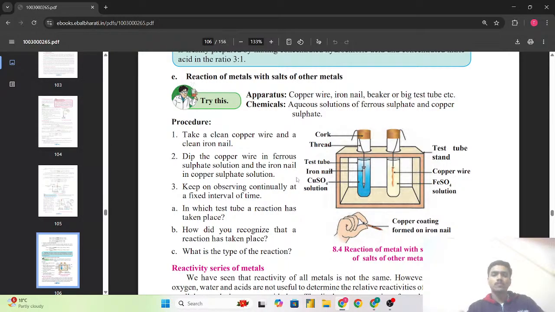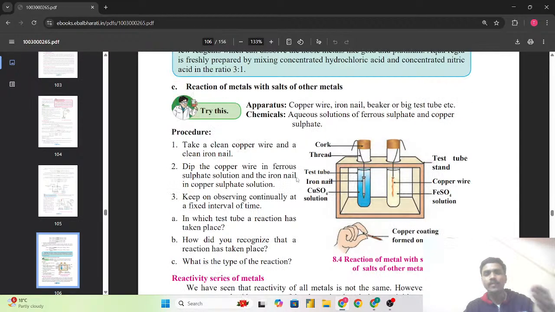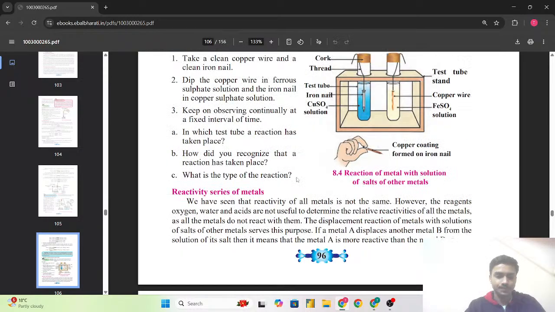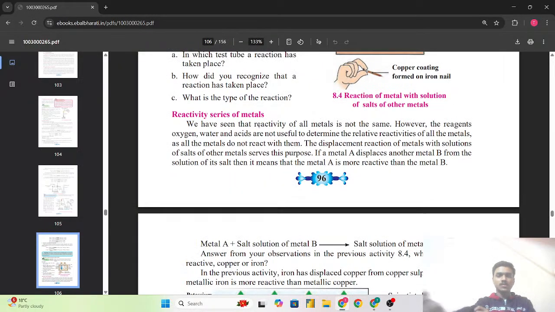So as we have also seen this reaction in chapter 3, here a displacement reaction takes place. Basically, cork thread, test tube, copper sulfate, ferrous sulfate solution, and we are able to see that the reaction of the metals with the salts of other metals leads to the formation of salts. The reactivity series of the metals we will be seeing in the next part.